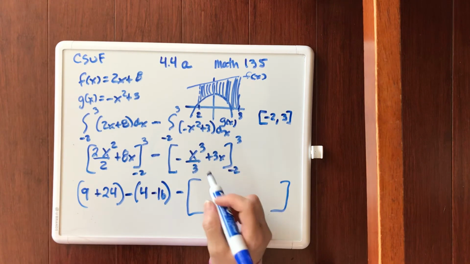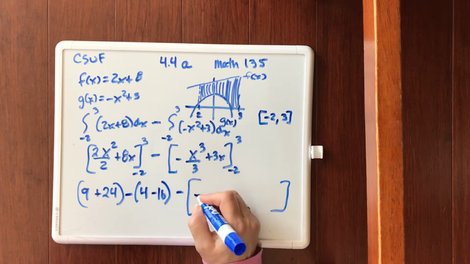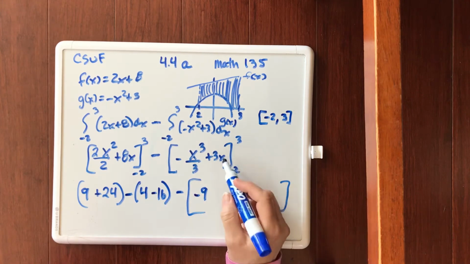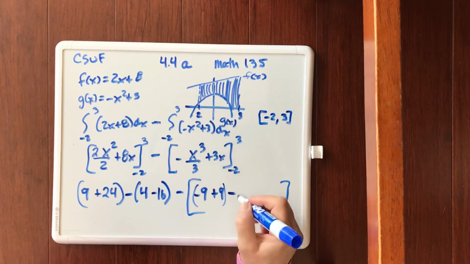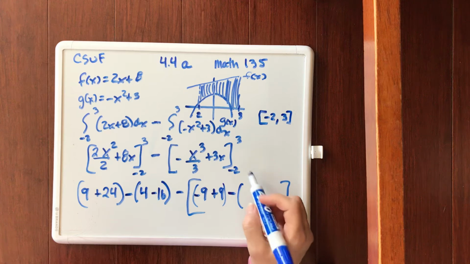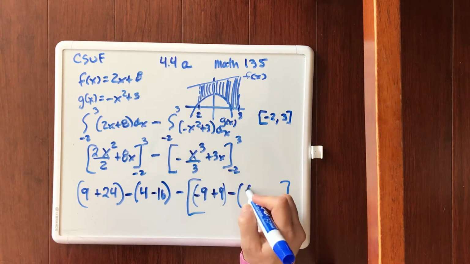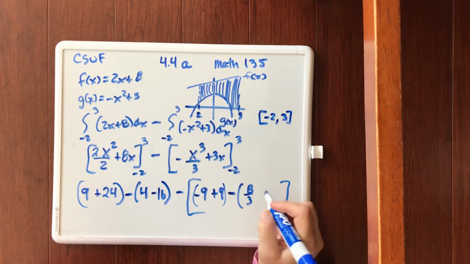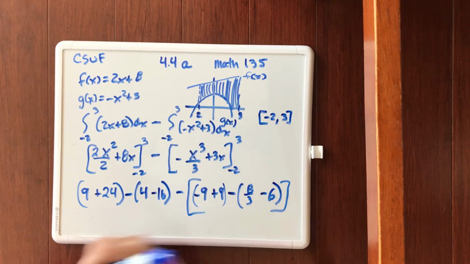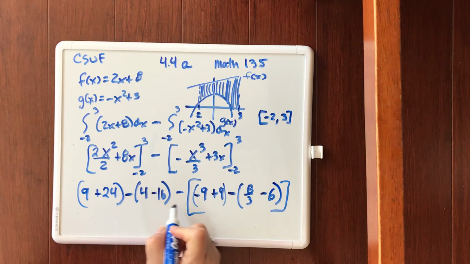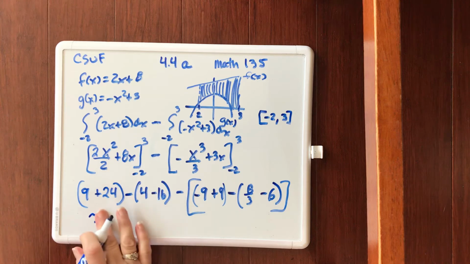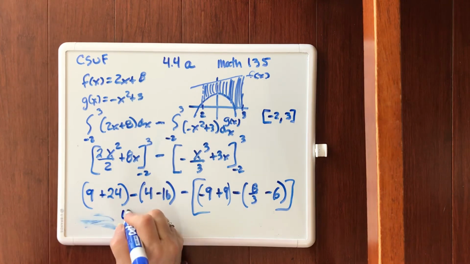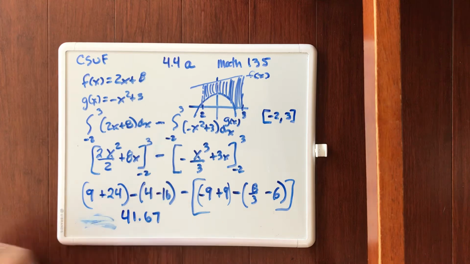All right, put 3 in here. We get 27 over 3, which is 9. So we have -9 plus 9 minus, oh, that's easy, huh? All right, -2 in there, -8 over 3, which is plus 8/3, minus 6. Okay, so let's check this out. Let's see. So when we do all this and put it together, we should have 41.67.